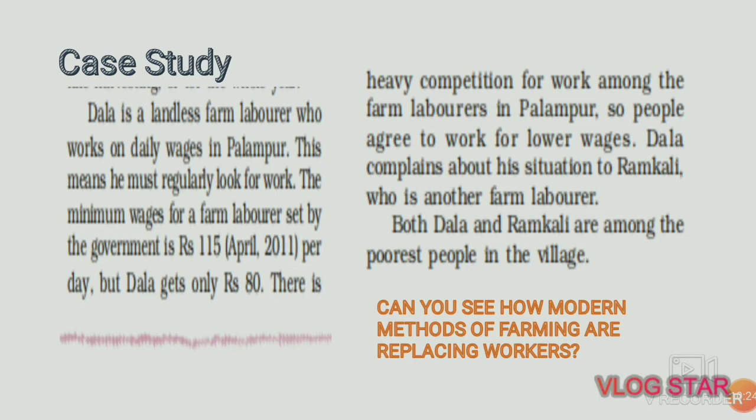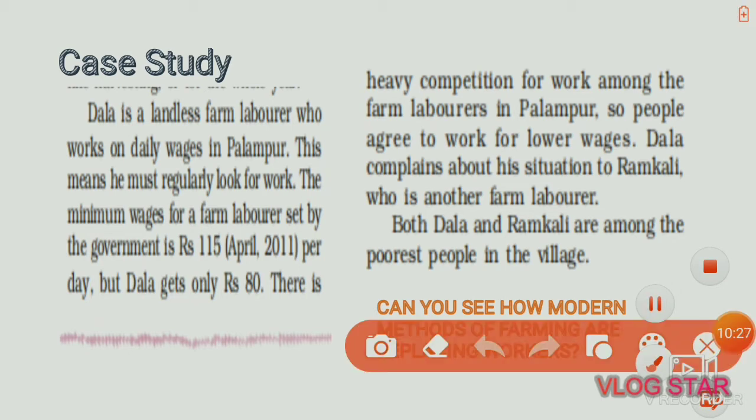So Dala is a landless farm laborer who works on daily wages in Palampur. This means he must regularly look for work. The minimum wage for a farm laborer set by the government is 300 rupees per day. But Dala gets only rupees 160.